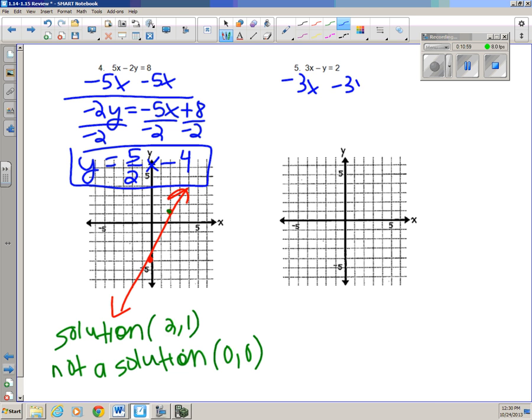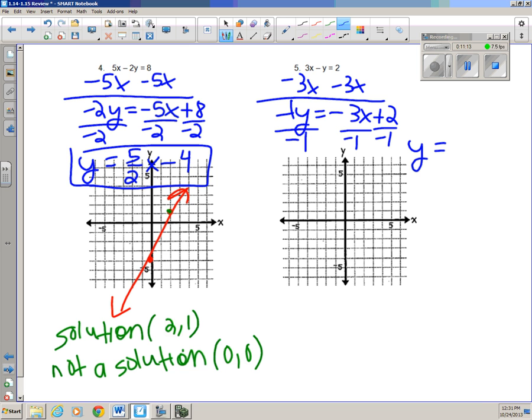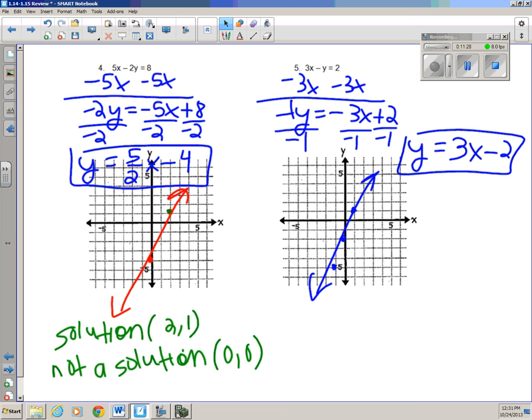Subtract 3x, subtract 3x. Negative y equals negative 3x plus 2. Divide by negative 1. Remember, this is like a 1 attached. Divide negative 1, divide negative 1. y equals, well, negative 3 over negative 1 is positive 3x, and then minus 2. Begin at negative 2. Up 3 to the right 1. I could also go down 3 to the left 1. Graph the line. Let's pick some points. I'm going to go for this point: 1, 1, that is a solution. Does my origin still work for not a solution? And yes, it does. Not a solution.